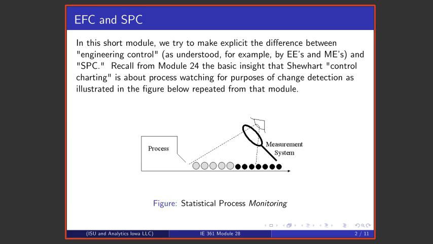When we introduced statistical process monitoring, we tried to emphasize that it is about process watching for purposes of change detection. That is, it's a monitoring methodology. When there is change detected, exactly what to do about that change is not specified. It's a methodology for saying something's different here, and it's time to go make a physical investigation.